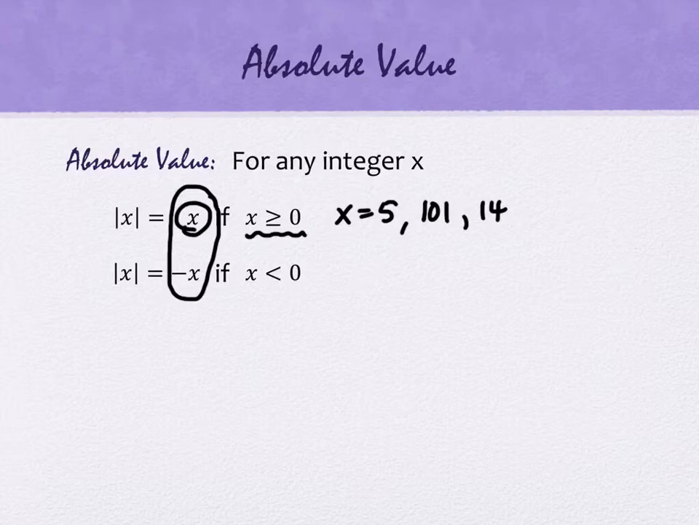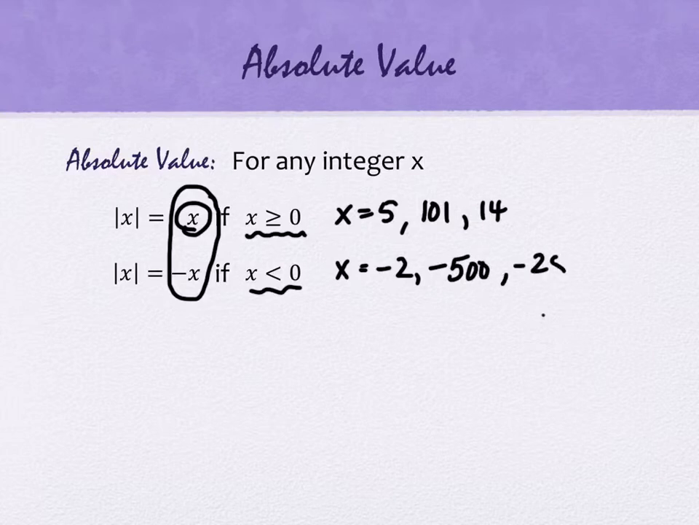No problem. Okay, here's what happens over here, though. This statement says my numbers are what? Less than 0. So what kind of numbers are less than 0? Negatives. So you have things like negative 2 and negative 500 and negative 28. Right, you've got negatives. So what happens when you take the absolute value of a negative?